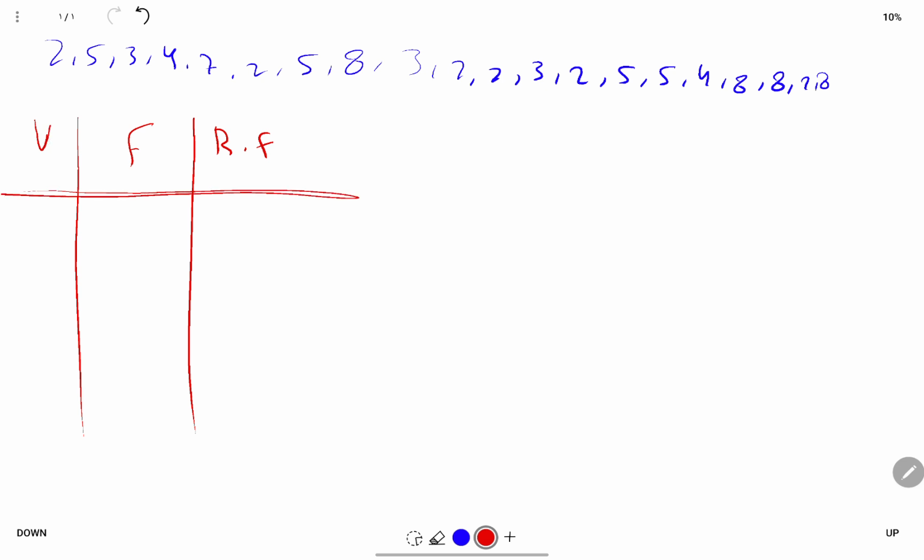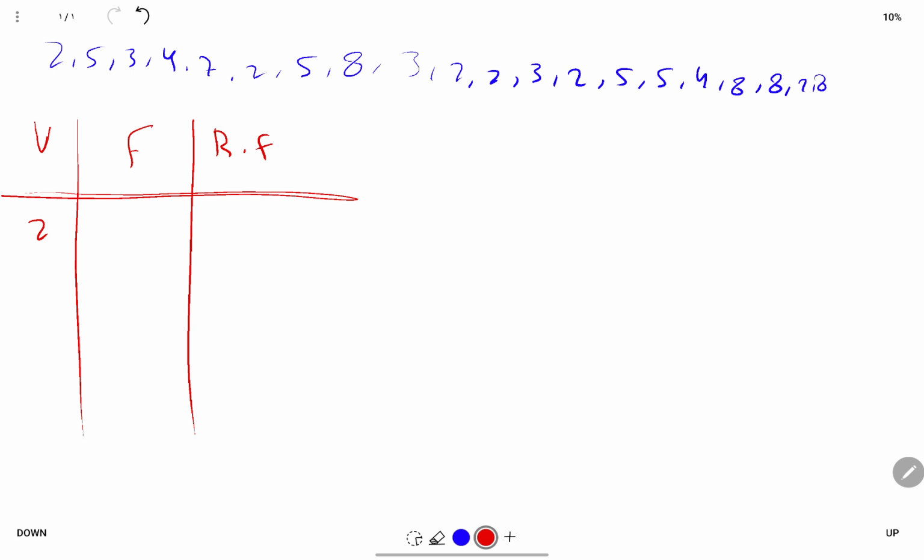So first, the lowest value is 2. We need to count how many 2's we have in our dataset. So we have 1, 2, 3, 4, 5, 6. So we have six 2's.